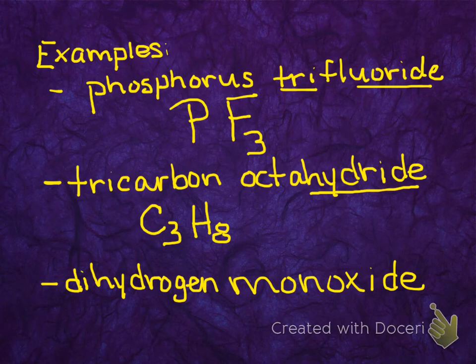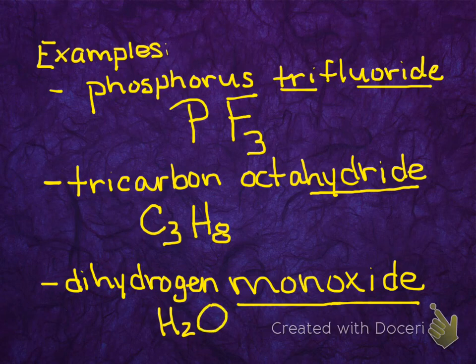Finally, dihydrogen monoxide. Dihydrogen, so that tells us we've got H, 2. Notice we do put the prefix mono on the second element. So we've got mono, so we've got one of something. What do we have one of? Oxide, which is oxygen. So H2O. So water, our technical name is dihydrogen monoxide.